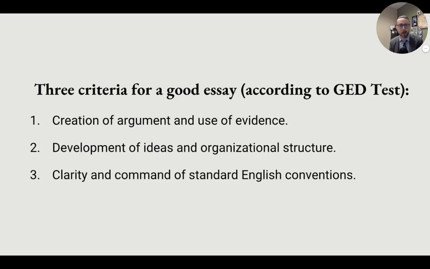If you make a tiny mistake, but we can still figure out what you're trying to say, it's not that big of a deal. But if you're making big mistakes that affect the meaning of your sentences, that is a problem. And that's where it affects clarity, where it's going to start to negatively impact your score. So these are the 3 criteria for a good essay according to the GED test: creation of argument and use of evidence, development of ideas and organizational structure, and clarity and command of standard English conventions.